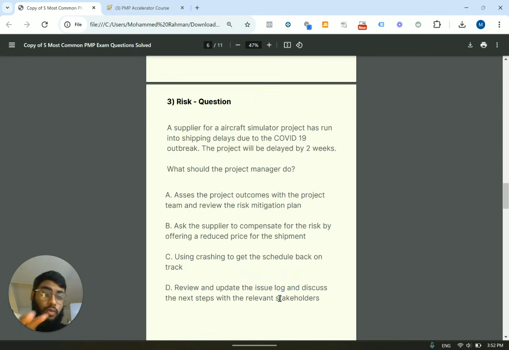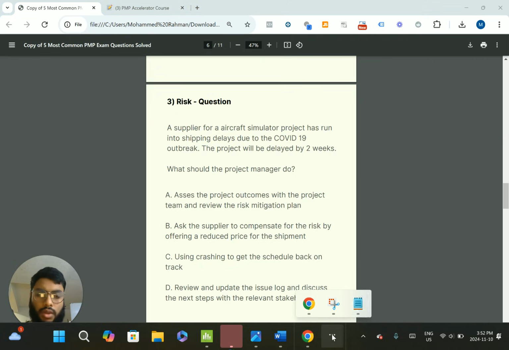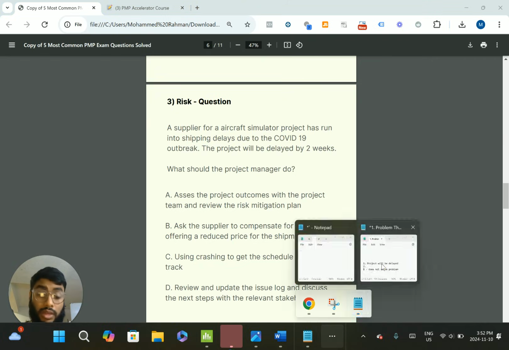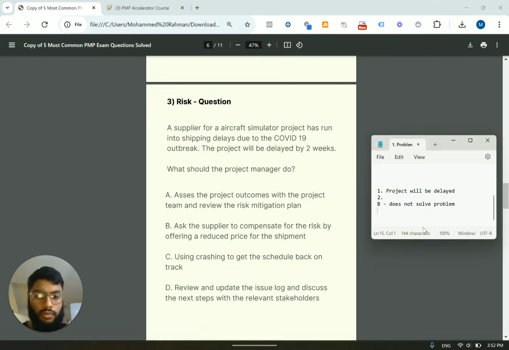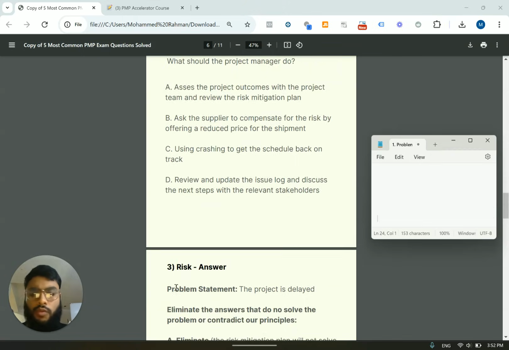But what I want you guys to get out from this question is the difference between a risk and an issue. You have to know that for your exam. If you don't, you're going to mess up in answering the question. Okay? So the best answer is going to be D in this case. All right, let's move on.